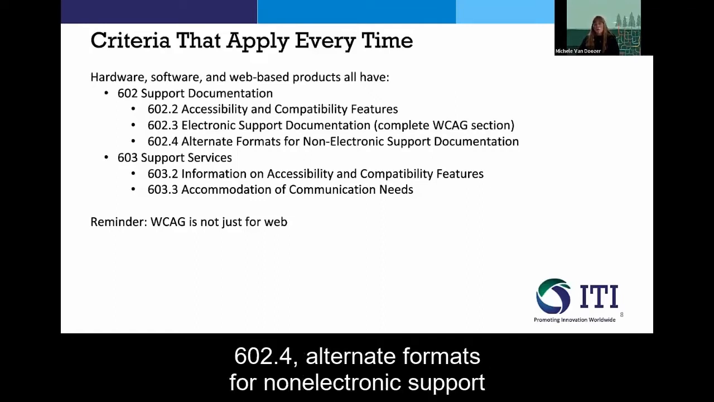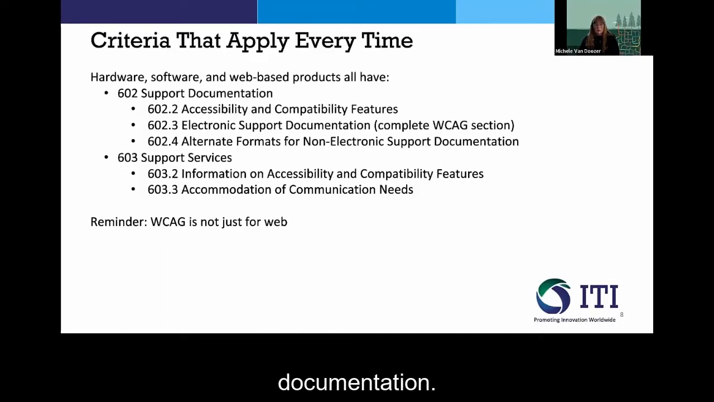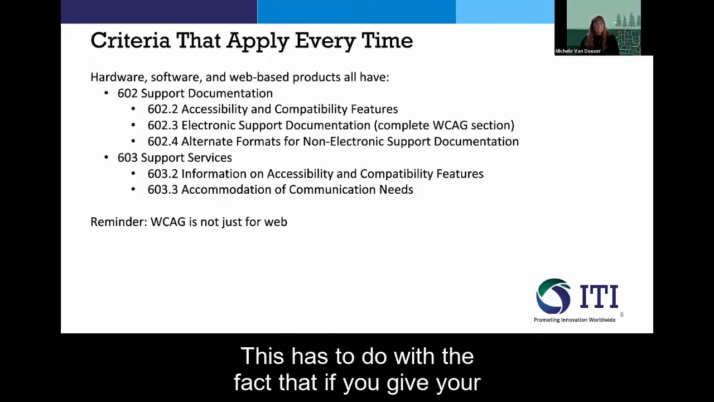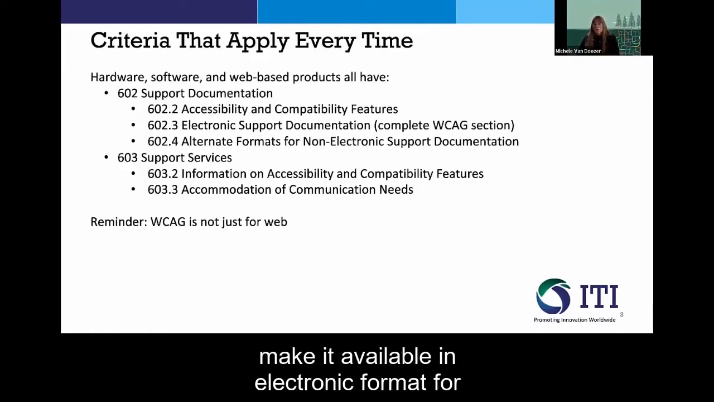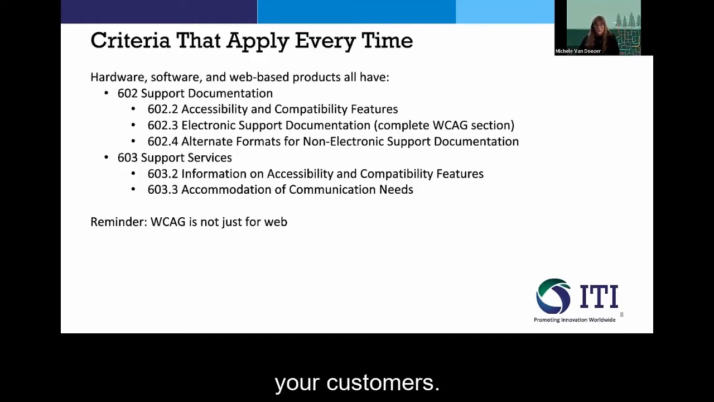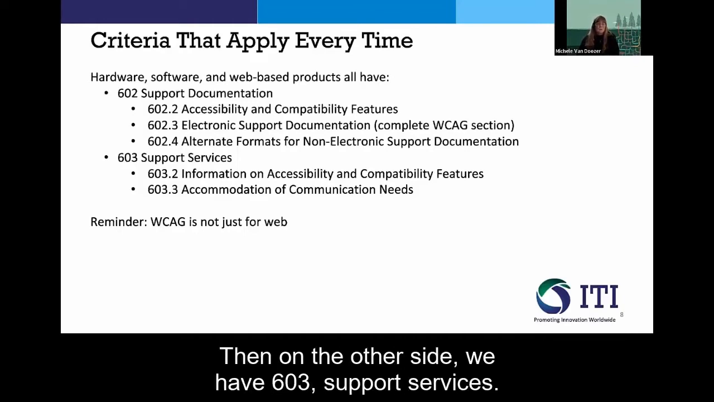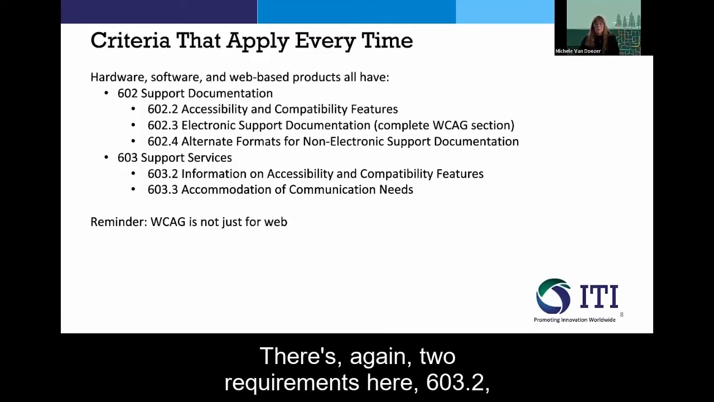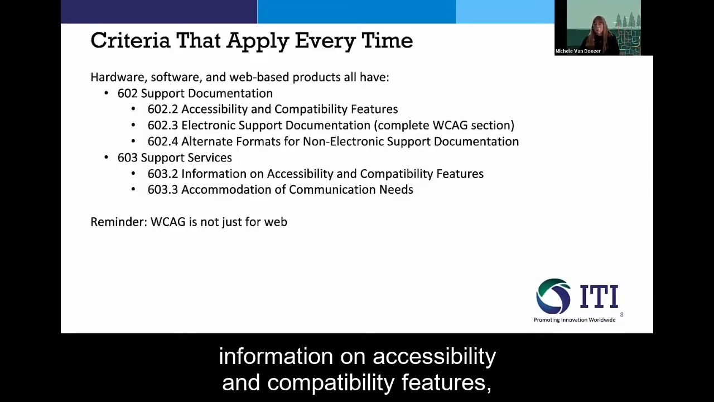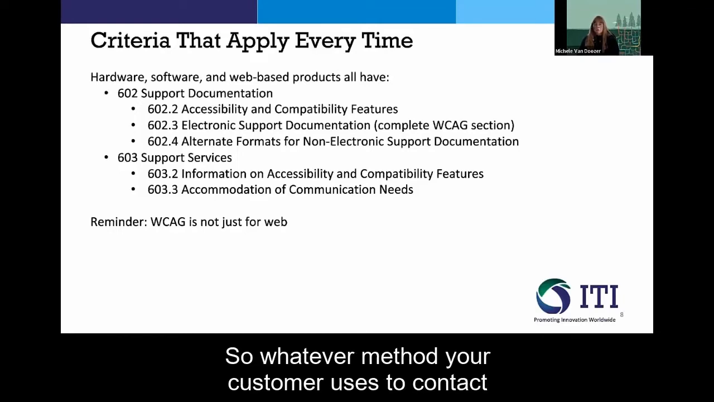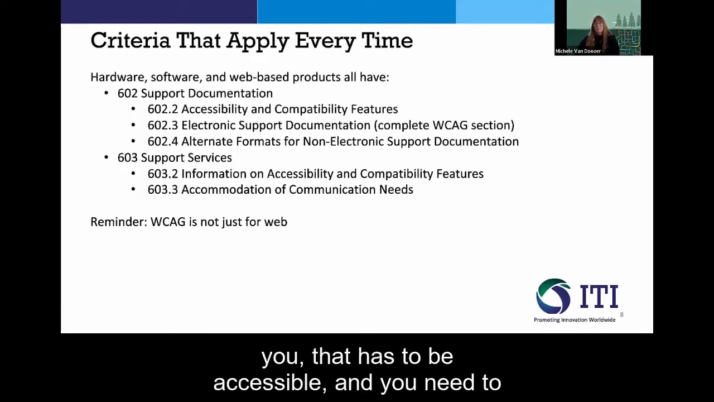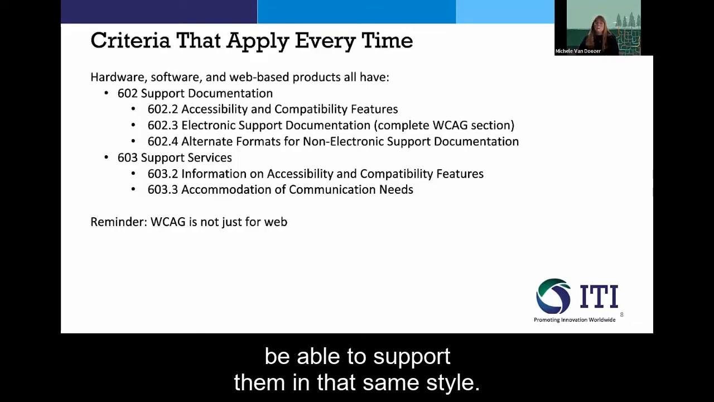602.4, alternate formats for non-electronic support documentation. This has to do with the fact that if you give your documentation in just print version, you need to also make it available in electronic format for your customers. Then on the other side, we have 603 support services. There's again 2 requirements here, 603.2, information on accessibility and compatibility features, and 603.3, accommodation of communication needs. So whatever method your customer uses to contact you, that has to be accessible, and you need to be able to support them in that same style.